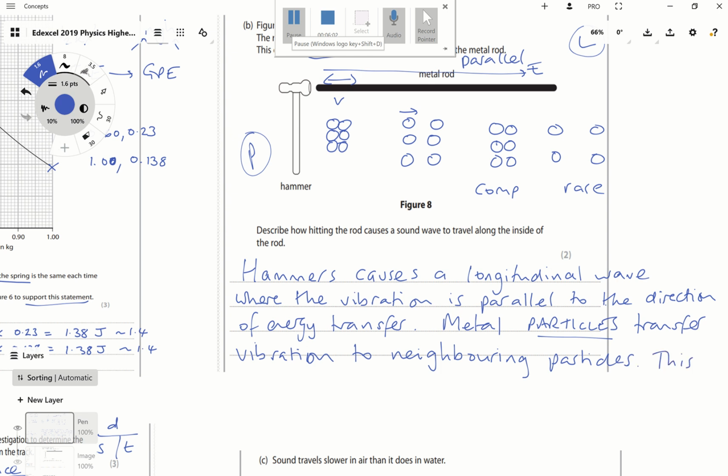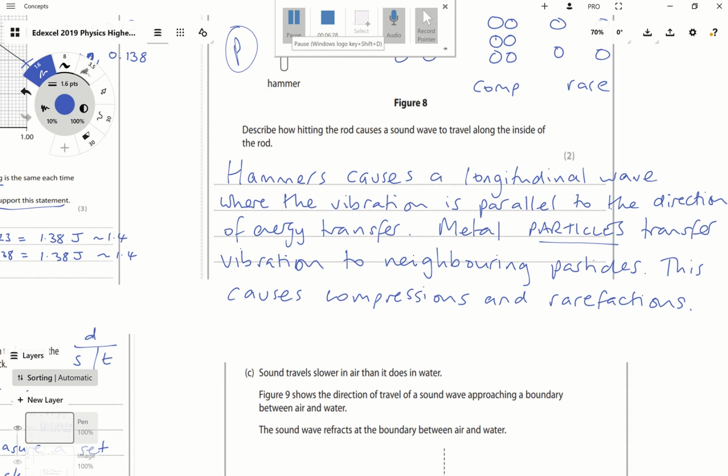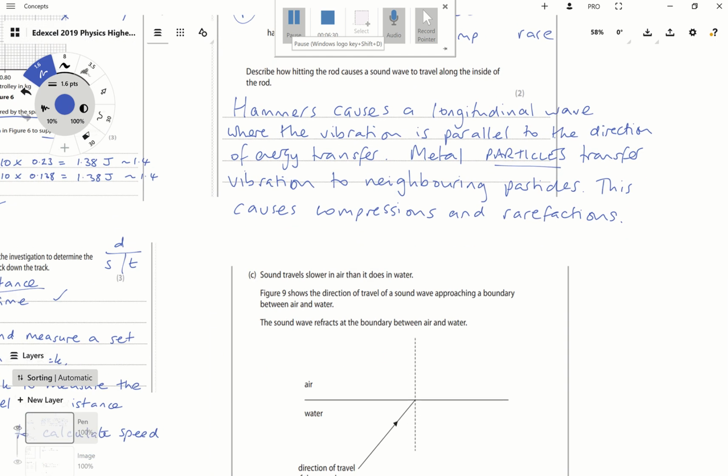This causes compressions and rarefactions. Now you'll see in the mark scheme, great big chunks of this aren't in the mark scheme, but I've just given you a model answer that you can use for any sound wave. And sometimes in exam mark schemes, you're kind of playing a game of what do you exactly want for this mark scheme. That covers any of the mark schemes I've seen so far.